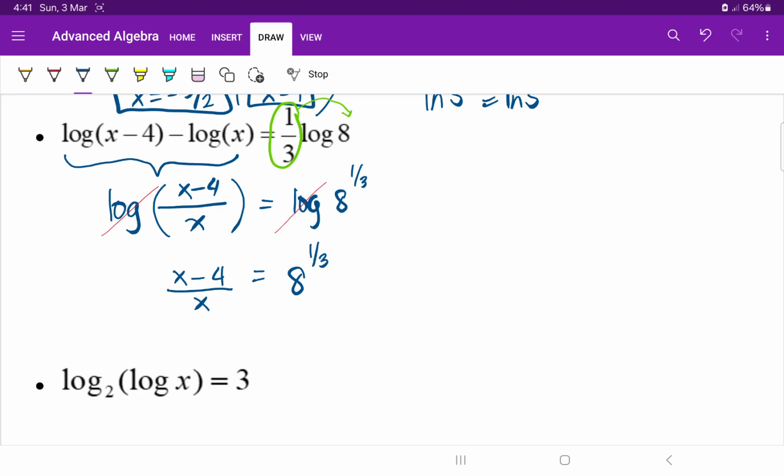So 8 raised to 1/3 is obviously the cube root of 8. And there are two possible answers here: we have positive 2 and negative 2.